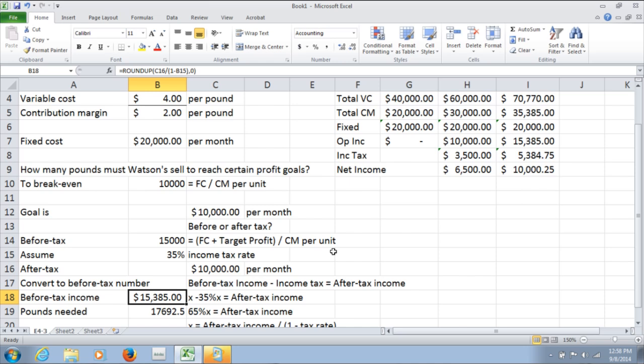So to reach that $10,000 goal, we would have to have more than $10,000 in income, and in fact, it would have to be 15,385 as the before tax income, meaning that instead of selling 15,000 pounds, we're going to have to sell 6.